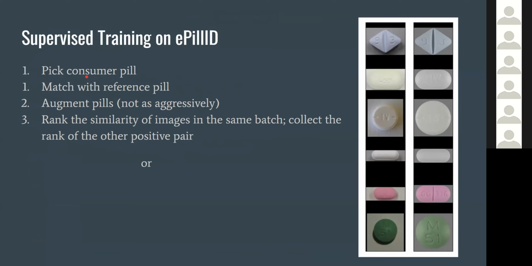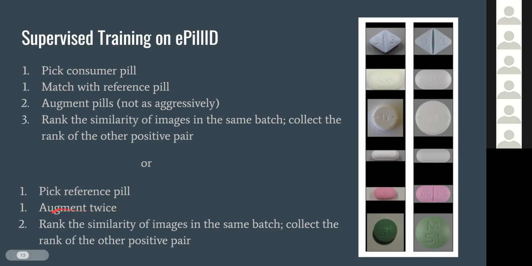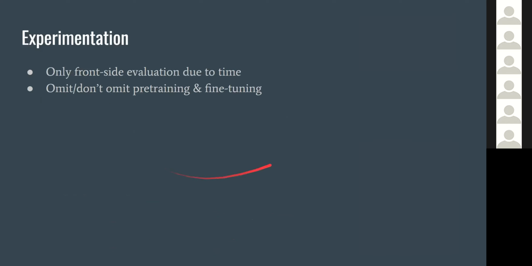And because there are not a lot of consumer pills, I also have to do training with the reference pills. So this will all be in the same epoch, same training cycle. Pick a reference pill, augment it twice, and then again do the same SimCLR. Everything here is as close to the SimCLR method as I can get. Like I mentioned before, for experimentation, I'm switching out the pre-training and fine-tuning steps and seeing which ones are necessary.